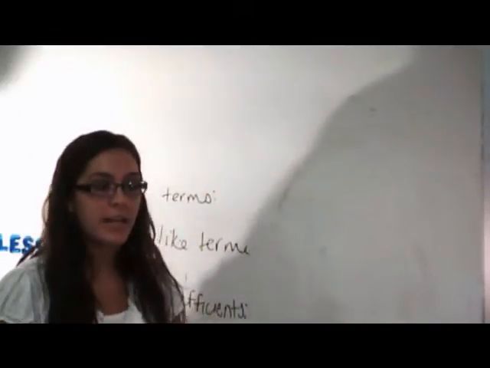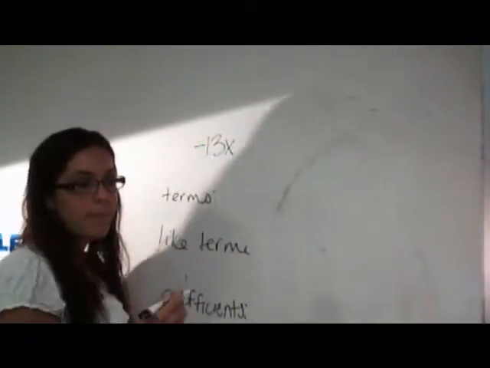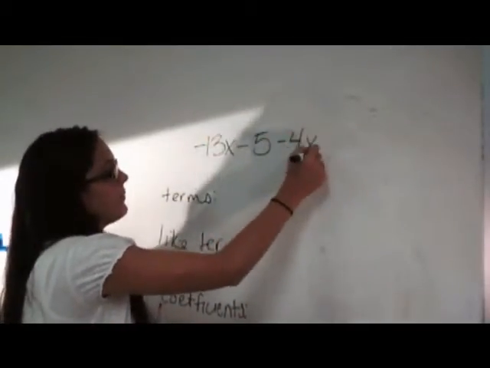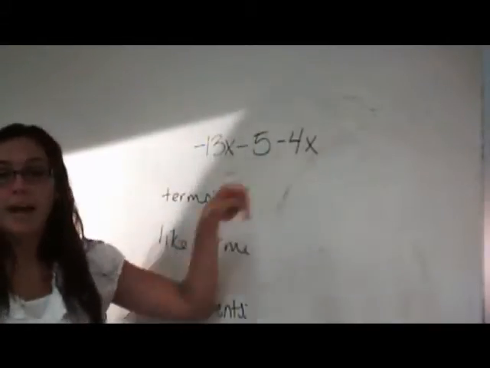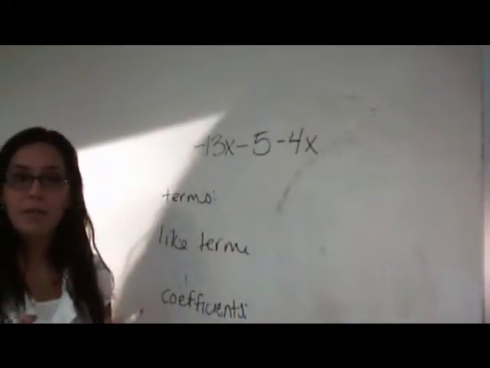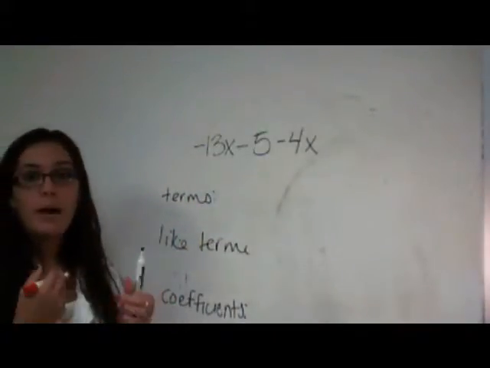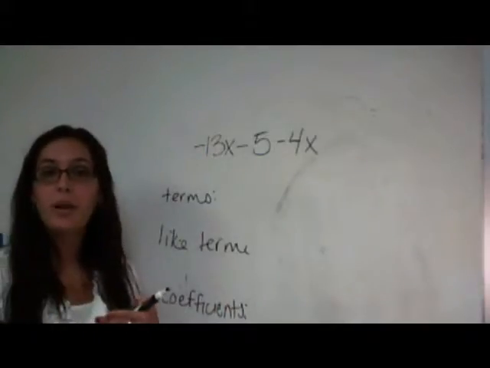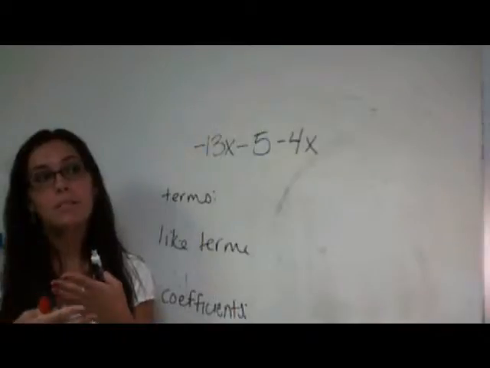All right, so the next example is -13x -5 -4x. So again, let's identify our terms. Our terms are everything that's being added together. In the first example, I didn't change anything with my original expression, but this time I am. I want to change all my subtraction signs to adding the opposite, because that's one of the rules when you are simplifying expressions, or subtracting integers.